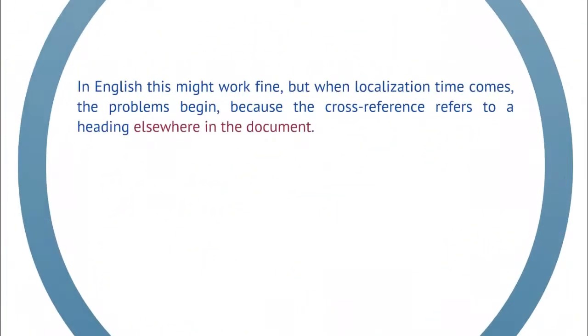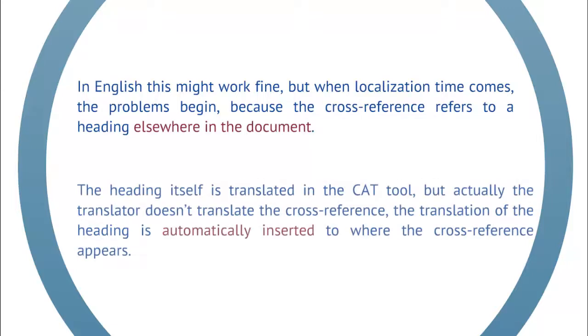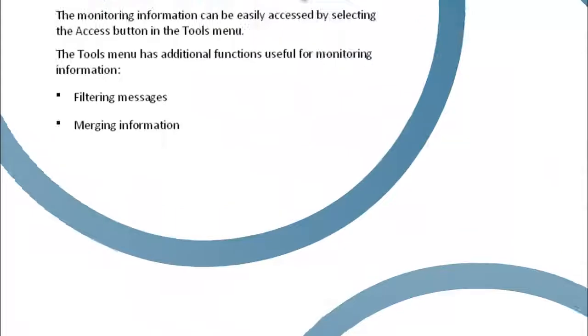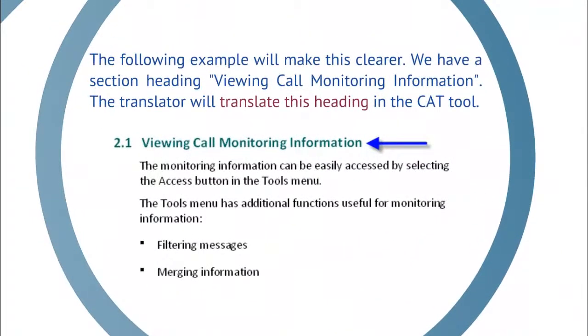In English, this might work fine, but when localization time comes, the problems begin, because the cross-reference refers to a heading elsewhere in the document. The heading itself is translated in the CAT tool, but actually the translator doesn't translate the cross-reference. The translation of the heading is automatically inserted to where the cross-reference appears. In many languages, the way the heading was translated won't grammatically be suitable to use exactly the same way as part of the sentence. The following example will make this clearer.